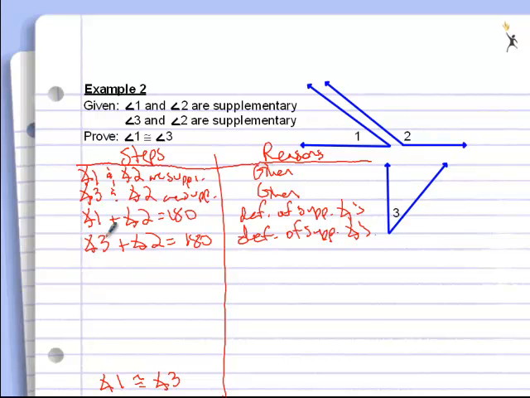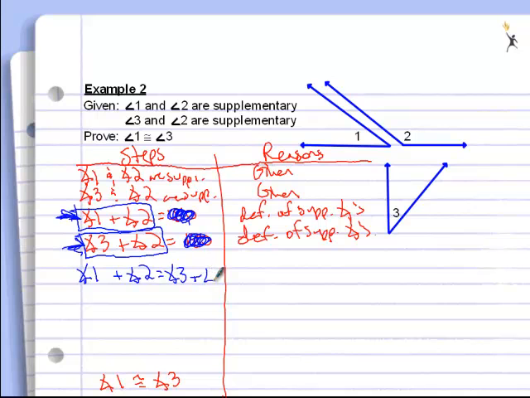Now if I look, I've got two statements here. Angle 1 plus angle 2 equals 180. Angle 3 plus angle 2 equals 180. I've got two statements that are very, very similar. Both of these equal 180. So couldn't I just cross them off and set them equal to each other? I can. I can say that angle 1 plus angle 2 equals angle 3 plus angle 2. And the property that allows me to say that is the transitive property.